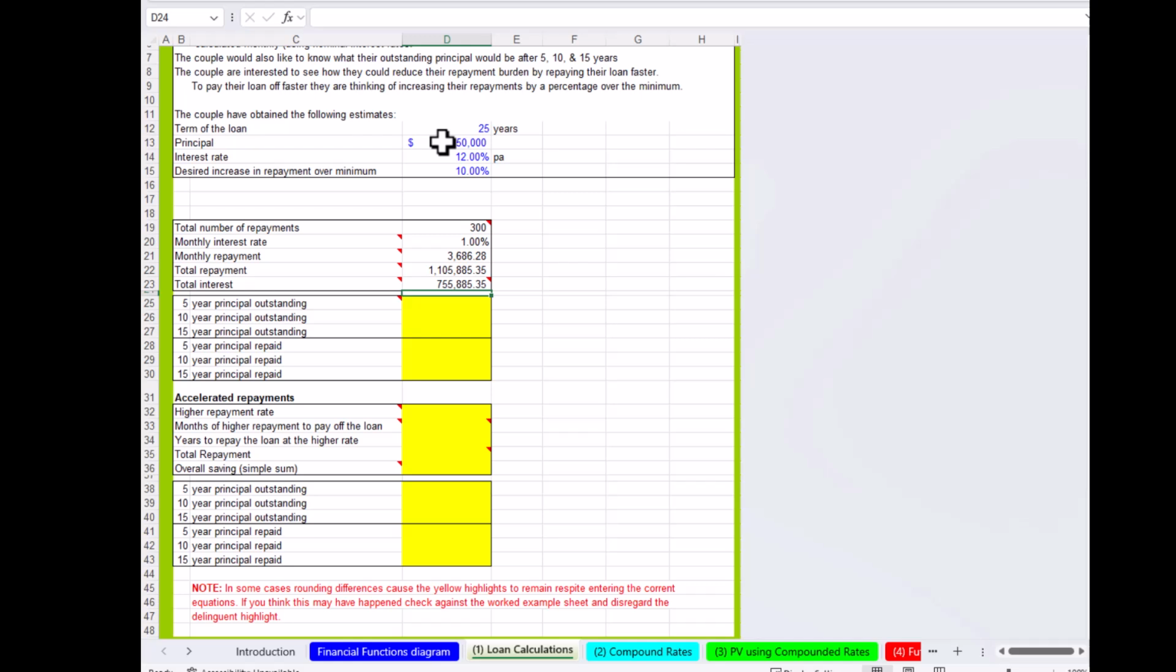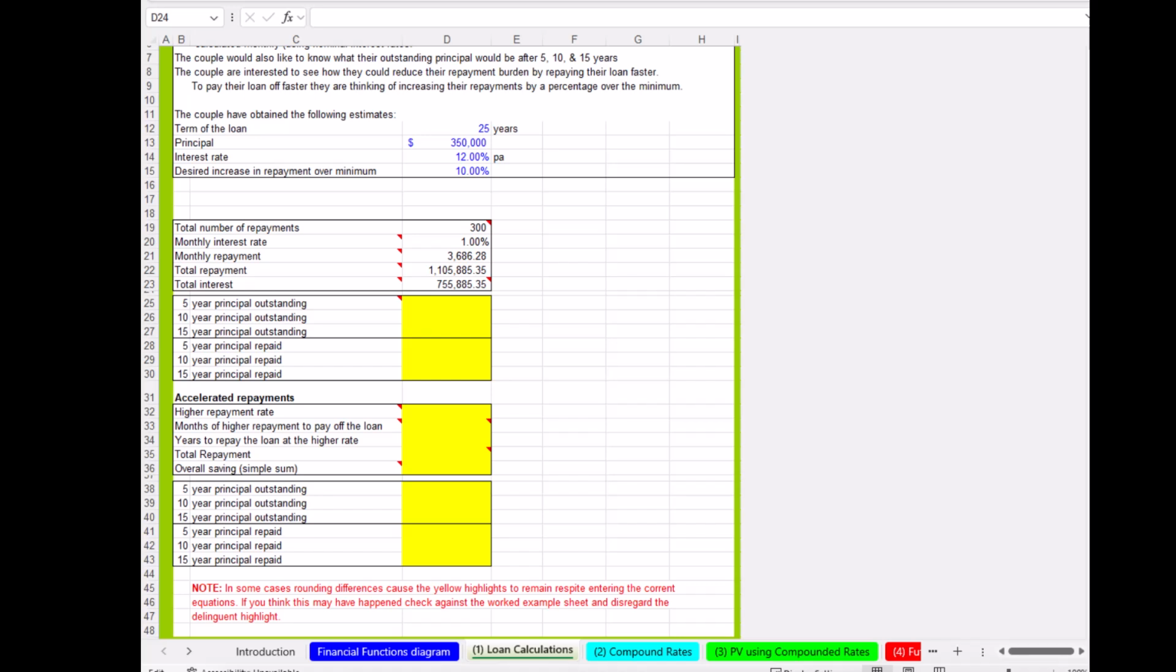$750,000 has been in interest, and $350,000 is the actual repayment. So that is, we're paying back roughly about 2 times the actual principal in interest, or 1/3 of my repayments actually turns up as repaying the loan itself.